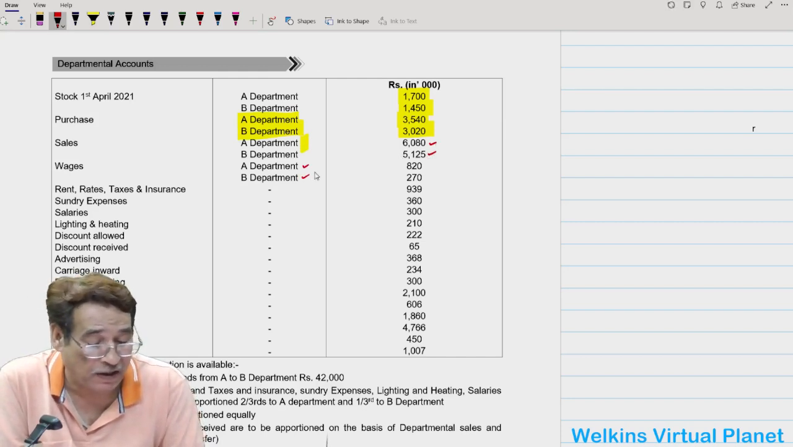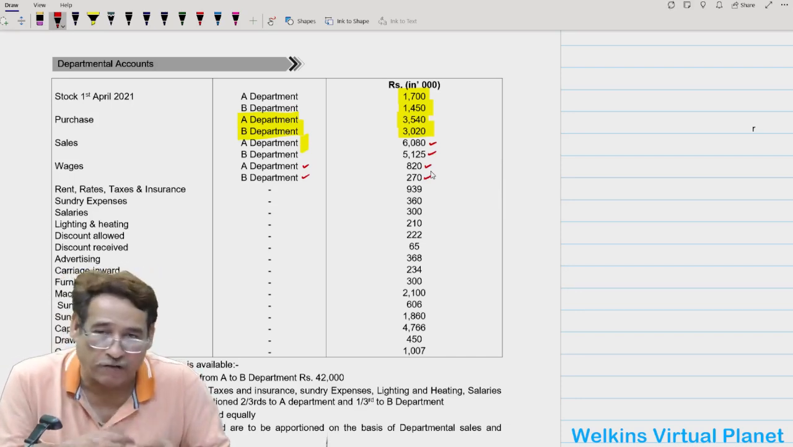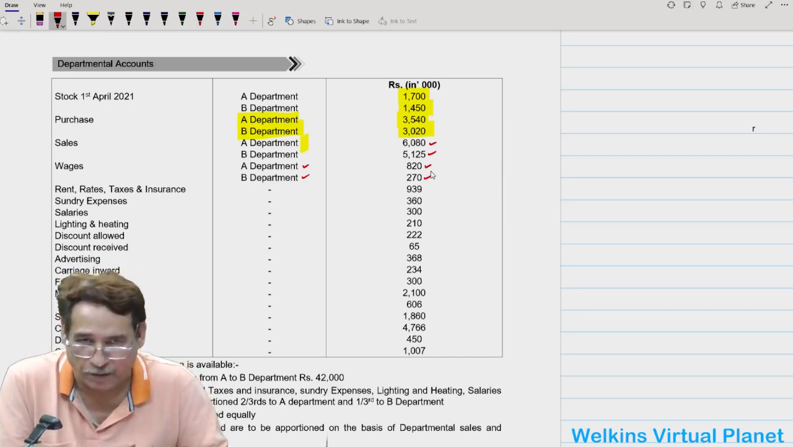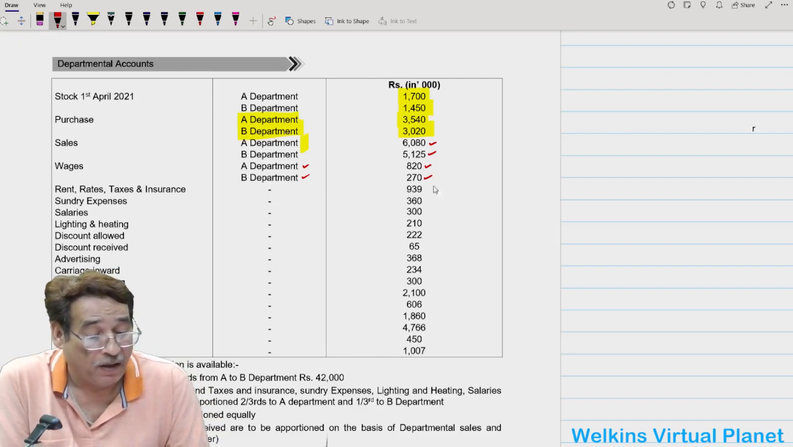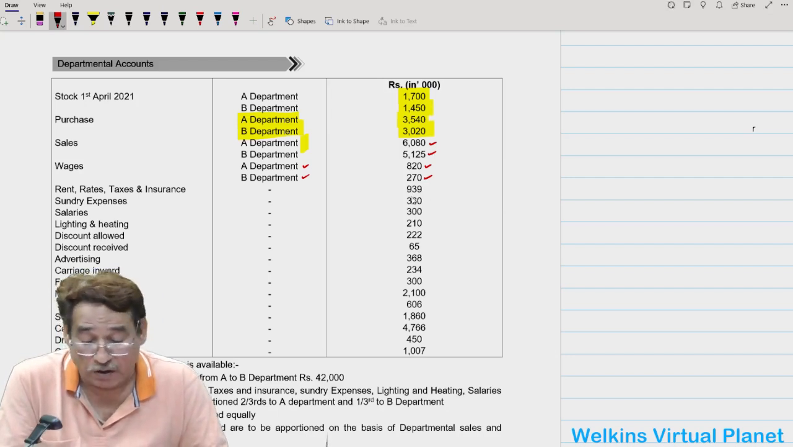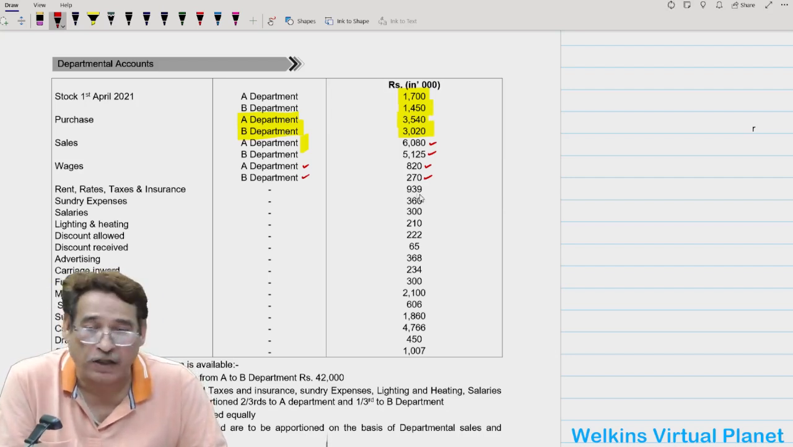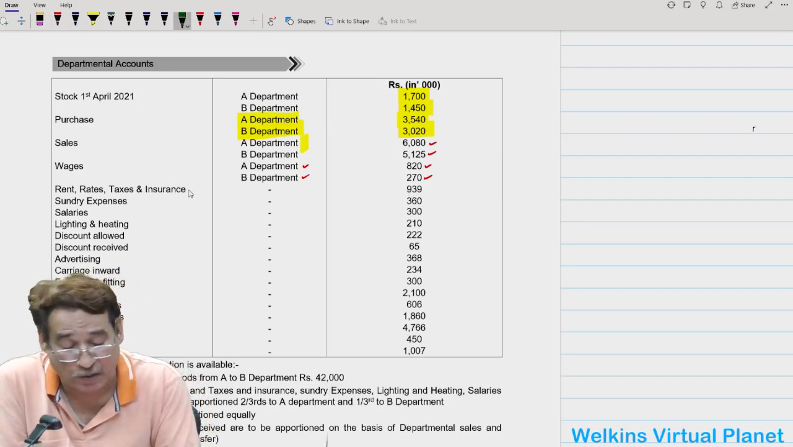So that should not be a problem for you. Similarly, wages is also no problem. So far, the items which have been given to us have been given in a segregated manner, so no problem we have faced. However, regarding rent, rates and taxes, correct? It is given in total, and figures are in thousands. Remember one thing, figures are in thousands. So 939,000, or simply 939, you may say so. So we will have to divide this expense.